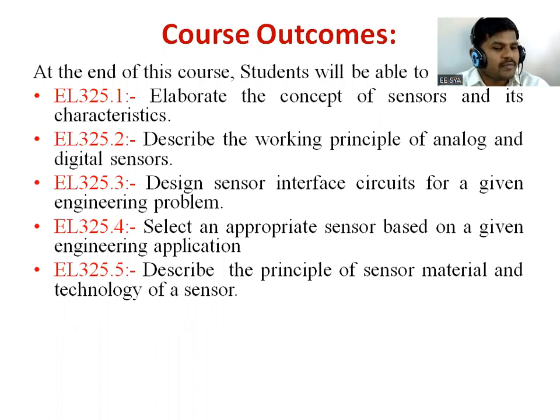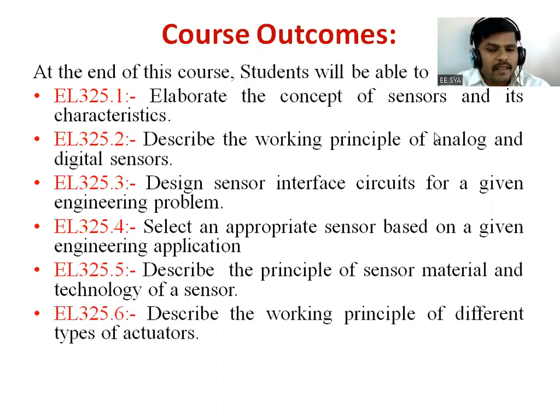So this point we want to understand in this unit, which is the course outcome of unit number 5. The last unit depends upon actuator. The last course outcome is to describe the working principle of different types of actuator. An actuator is one type of device that performs a function opposite to that of a sensor.